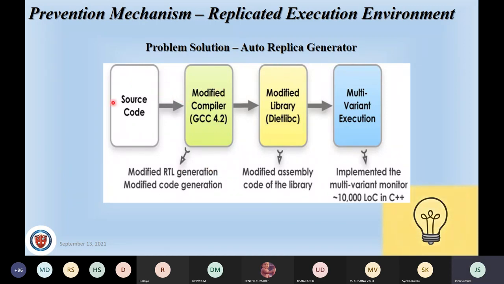I can give my source code, and this modified compiler will generate different kinds of variants. Based on the registry entries and, as I told, the libraries, it will generate the variants, because here we have a modified compiler with modified registry translators, and a modified library, and finally we are getting the multivariants.